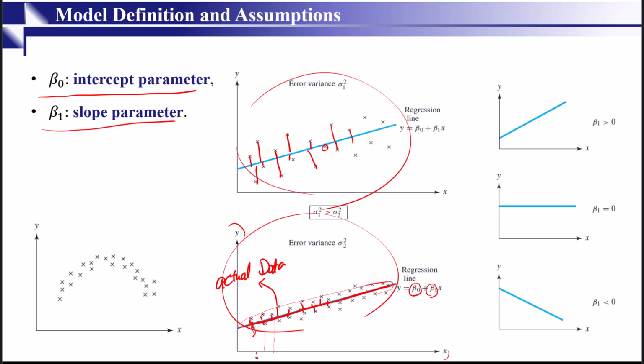Beta 1 can be in three cases. Beta 1 is the slope. If beta 1 is greater than 0, the slope is something like this. If beta 1 is equal to 0, it's a constant line. If beta 1 is less than 0, then it will be negative. The slope parameter, like beta 1, is of particular interest since it indicates how the expected value of the dependent variable depends upon the explanatory variable x.